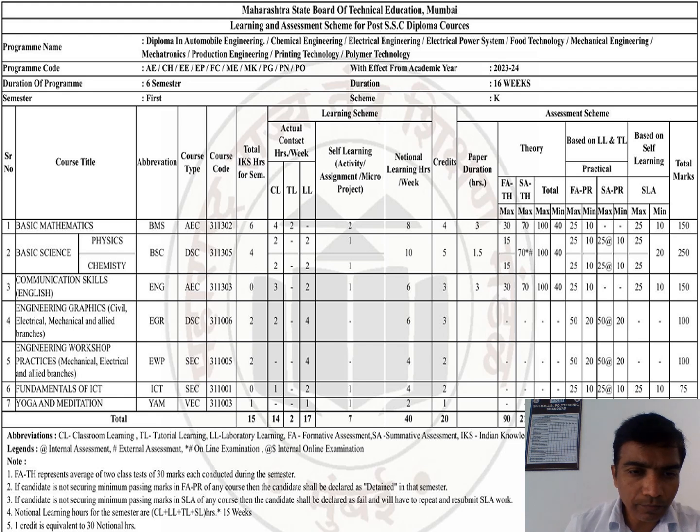Then there are some abbreviations which are written below the table. Then there are some legends also, which can be seen on the slide, where star indicates the online examination, hash indicates external assessment, and @ indicates internal assessment. So in this way we can see the various abbreviations and various courses of this learning and assessment scheme.